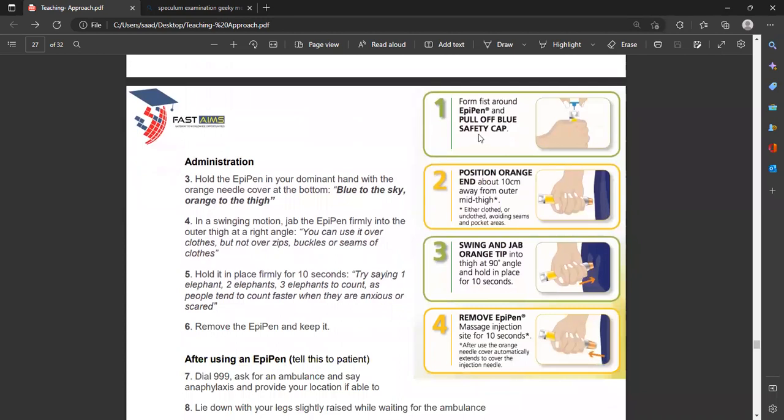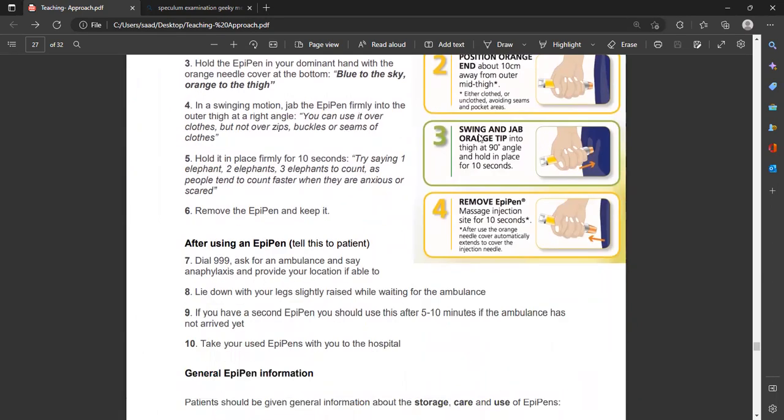The simple 4 steps. First step, remove the blue cap, blue to the sky, orange to the thigh, 1 elephant, 2 elephant, 3 elephant, 4 elephant, remove it. After 5-10 minutes, you can give a second EpiPen, but before that, call 999 for the ambulance, lie down and raise your legs. That's simple. Just check understanding and involve the student. So John, do you have any questions? Just let me know if you have any difficulty.